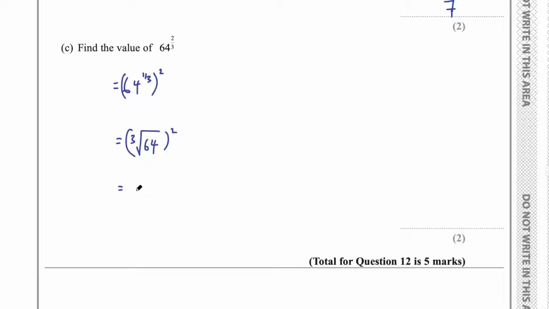Cube root of 64, what times itself 3 times equals 64? That's going to be 4, and 4 squared is 16. So the final answer there for 2 marks is 16. And that was question 12 for 5 marks.